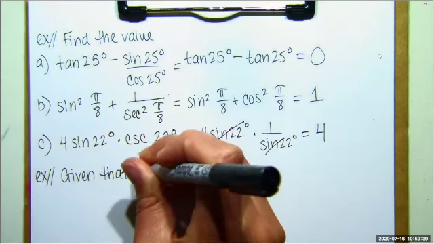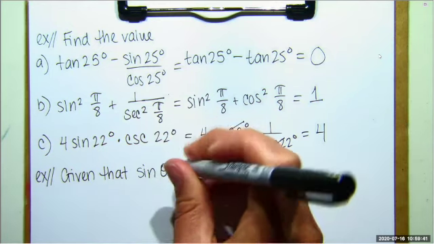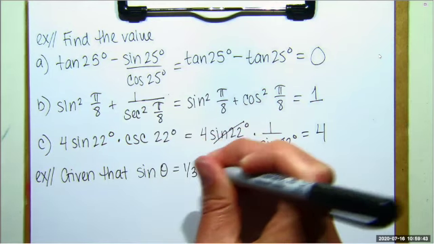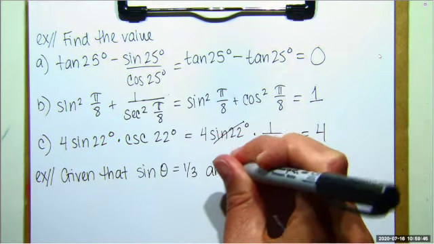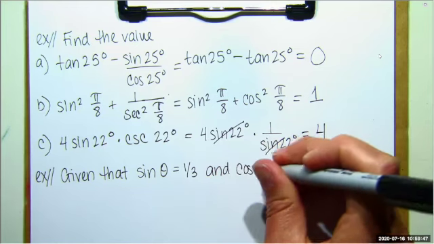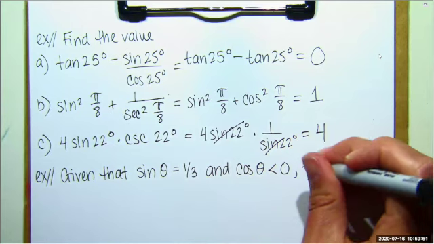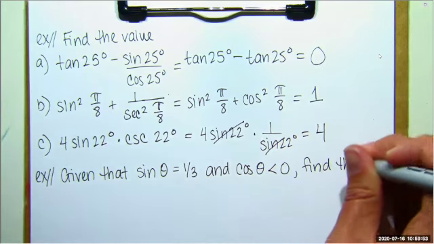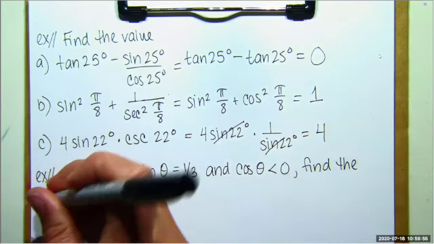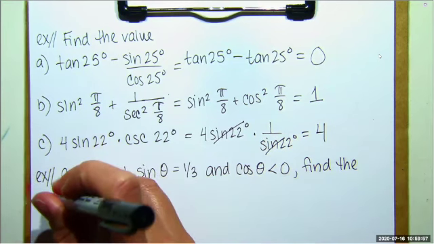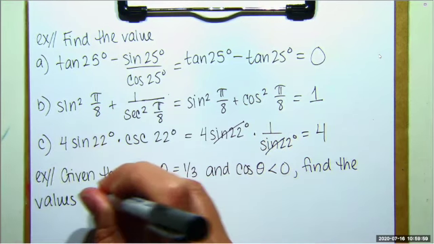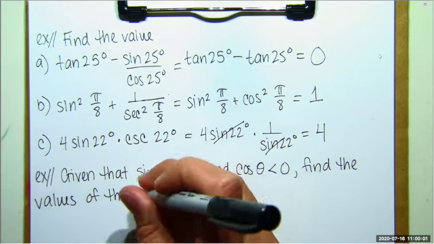Given that sine of theta is 1/3 and cosine of theta is less than 0, find the values of the other trig functions.